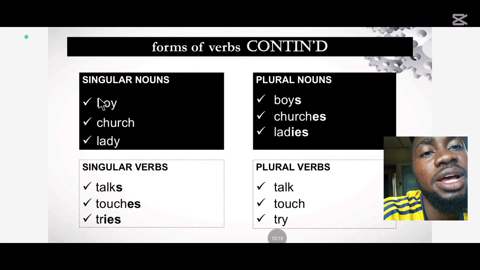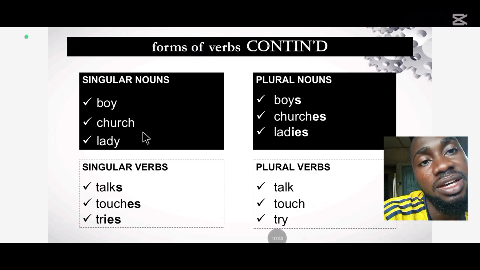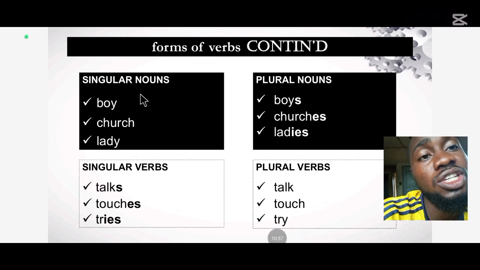Forms of verbs continued. Singular nouns are on the left side of the table, while plural nouns are on the right side. Let's look at examples of singular nouns: boy, church, lady. Then let's look at singular verbs: talks, touches, tries. You can see the contrasting difference. Singular nouns do not carry s, es, or ies, but singular verbs carry s, es, and ies.